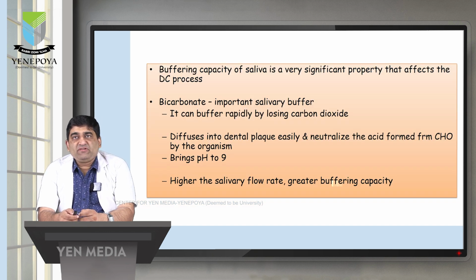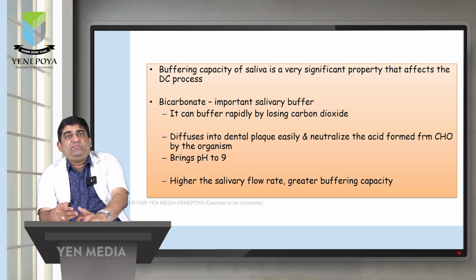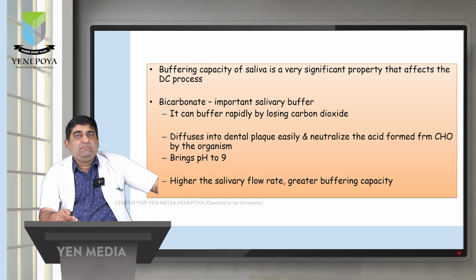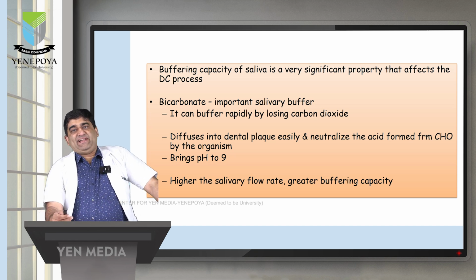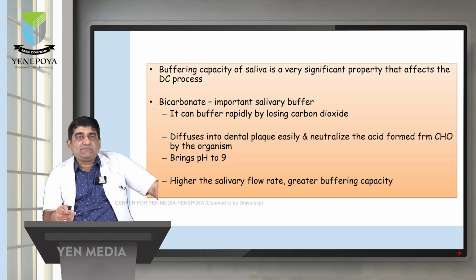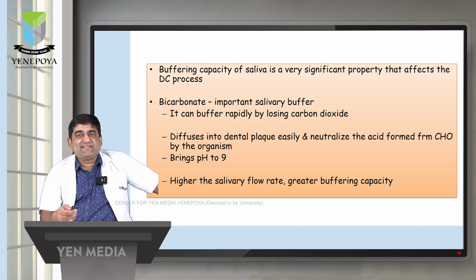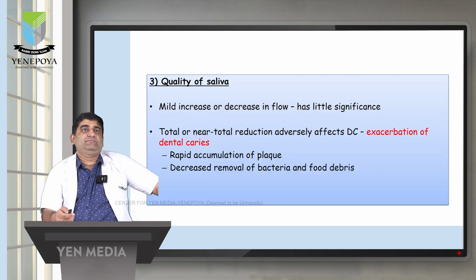The buffering capacity of saliva is a very significant property that affects the dental caries process. The bicarbonate can act as a salivary buffer by losing carbon dioxide rapidly. It diffuses into the dental plaque easily and neutralizes the acid formed from the carbohydrate by the organism. It brings the pH to 9. Hence, the higher the salivary flow rate, the greater the buffering capacity of the saliva.